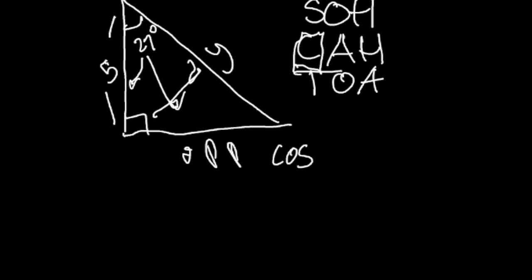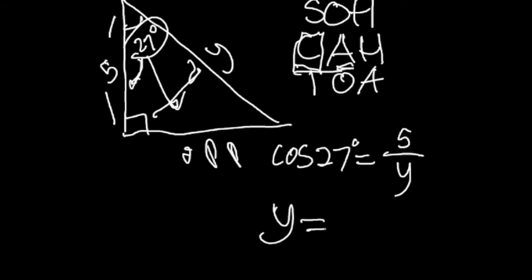So if we have cosine, and we know the angle, instead of theta, it's 27 degrees, and we make that equal to the adjacent side, 5, over y. Now we can solve for y, and we can see that y equals 5.612.